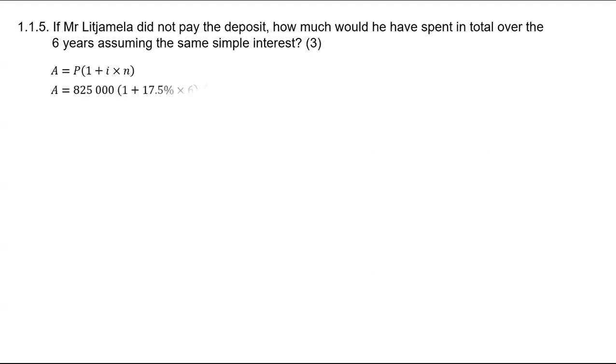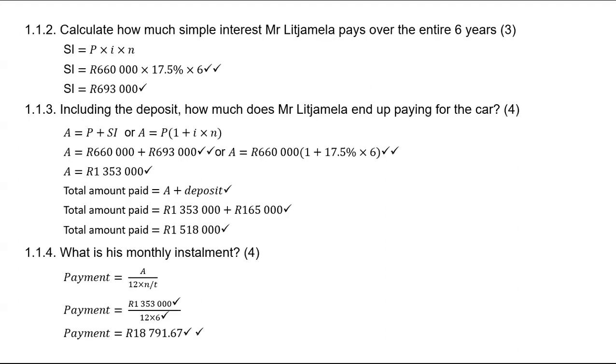Now, all you have to do is to enter that into your calculator, and where there is I, you substitute 17.5%, where there is N, you substitute 6. So in total, Mr. Dijamela was going to pay 1,691,250. And compare this to the previous amount that he actually paid, including the deposit, which was 1,518,000. So it does save you some cash to pay the deposit because if you took the whole amount as a liability, you're going to have to pay more.